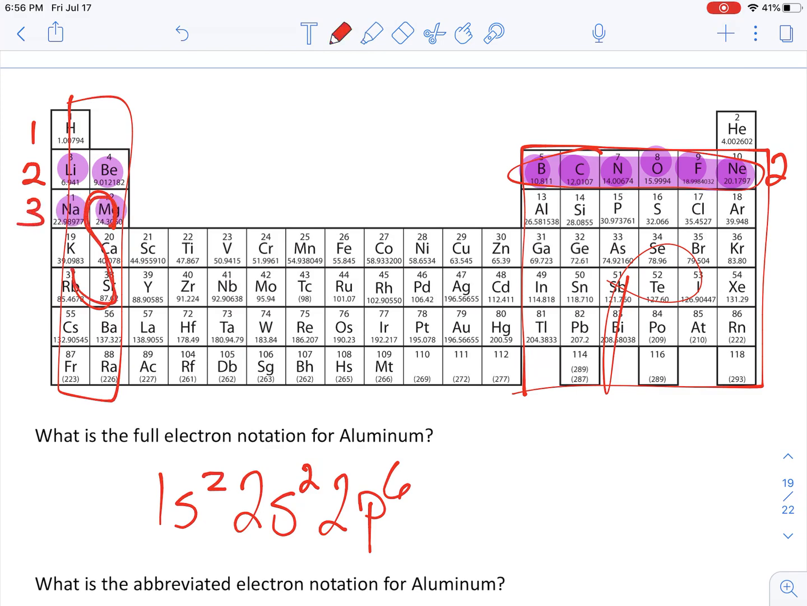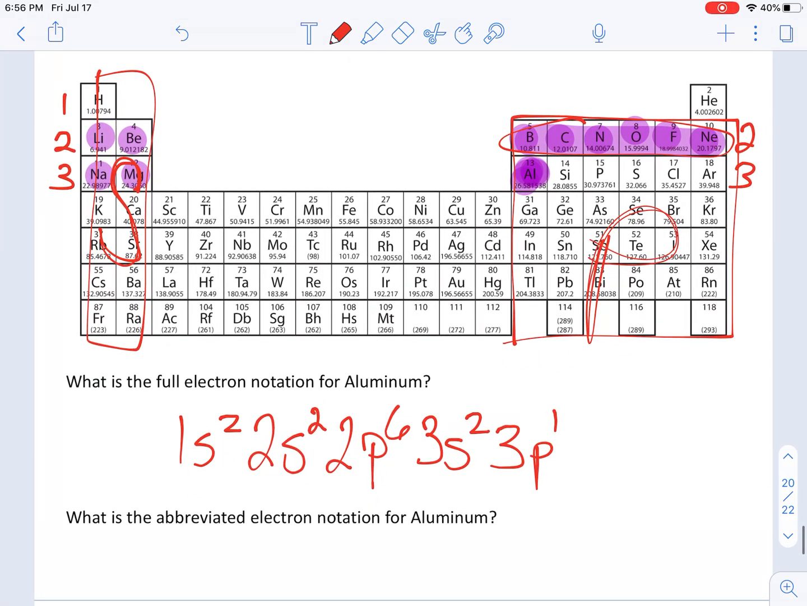Now we come back over to those guys. Well, they are in the third row. They are in the S subsection, and there are 2 of them, so that's 3s2. And now finally we get to our last, outside, highest energy ground state electron, and that is that guy there. He is in the third row. He is in the P subsection, but there's only 1 of them there, so it's 3p1. So the full electron notation for aluminum is 1s2, 2s2, 2p6, 3s2, 3p1 there.